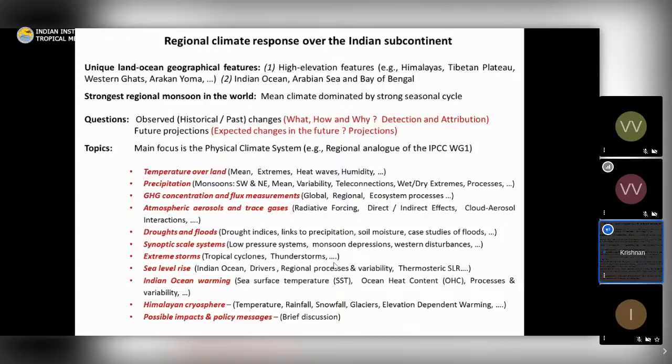How the Indian Ocean has been warming, the sea surface temperature, ocean heat content, what are the processes and mechanisms? We have also looked at the Himalayan cryosphere, the temperature, the rainfall, snowfall, and glaciers, the elevation dependent warming in the Tibetan Plateau. And there's a focus on the Western Disturbances and possible impacts. And there's a very short chapter on possible impacts and policy messages. So this has been a very comprehensive report.